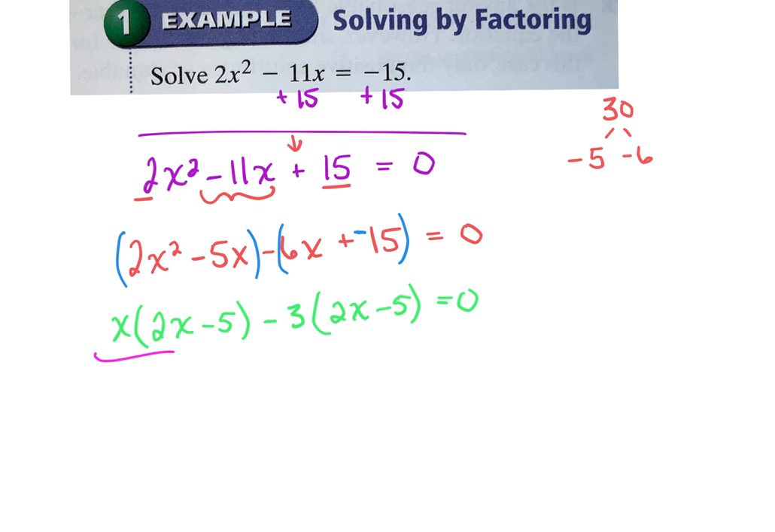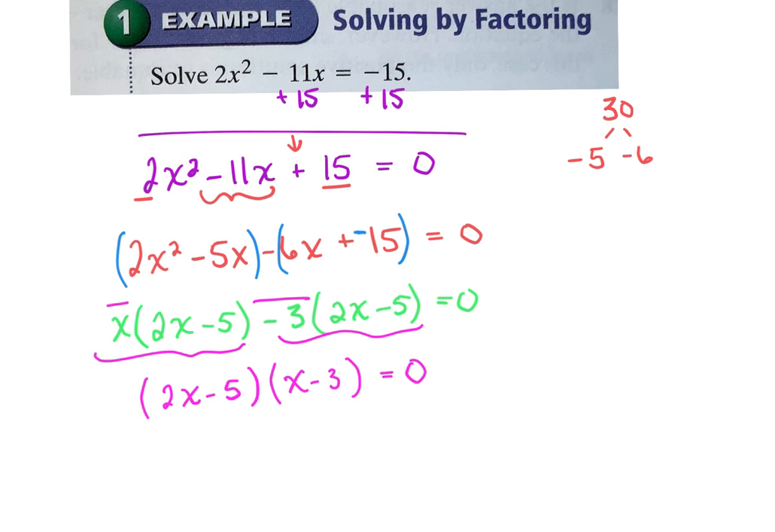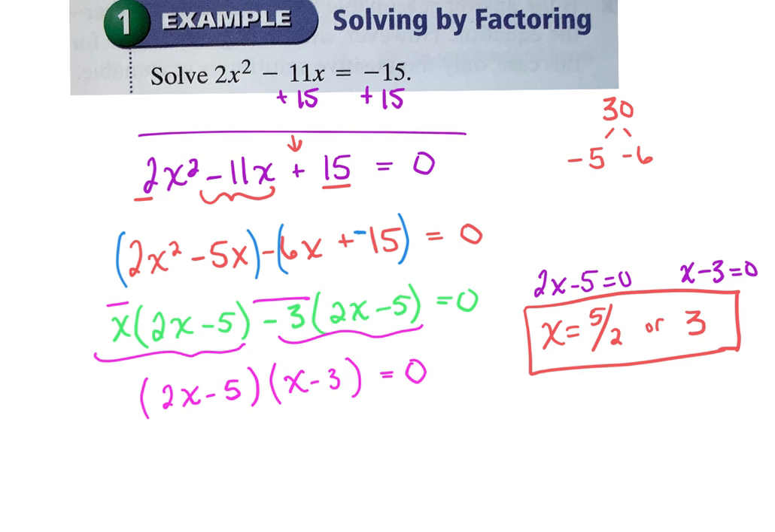Now I'm going to factor these, right? I have that whole group in common. So if I take that group out, I'm left with x minus 3. And so I have it factored. My rule says then, the first group has to be equal to 0 or the second group has to be equal to 0. And that's exactly what I do. So I say, well, 2x minus 5 has to be equal to 0 or x minus 3 has to be equal to 0. And then I'm going to solve. Add my 5, divide by 2: x equals 5 halves. Add my 3: x equals 3. And those are my two answers.